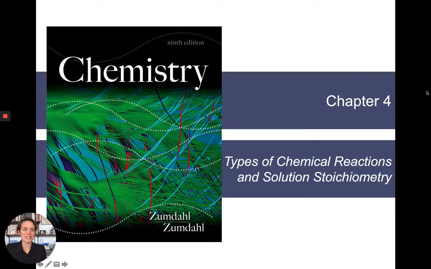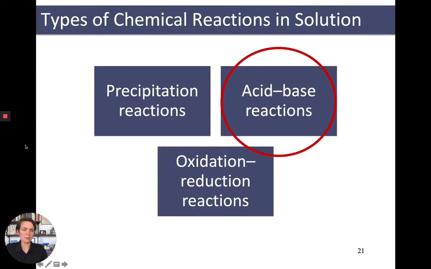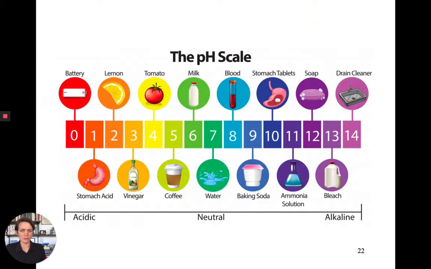And hello, this is the third lecture for chapter 4. And in this lecture, we are going to be covering acid-base reactions. So the last lecture was precipitation. The next lecture will be oxidation reduction. In this one, we're just going to be talking about acid-base, and we'll finish the lecture with a few examples of the kinds of problems that you'll be asked to solve.